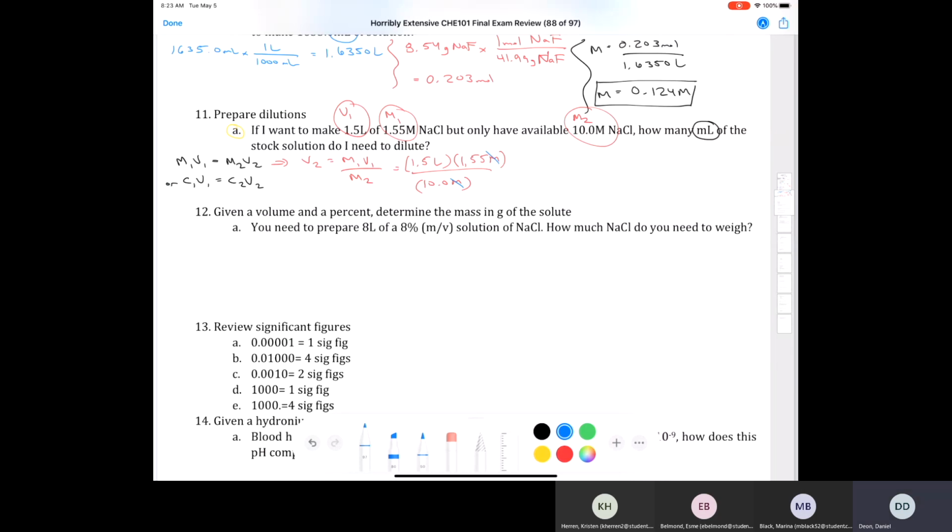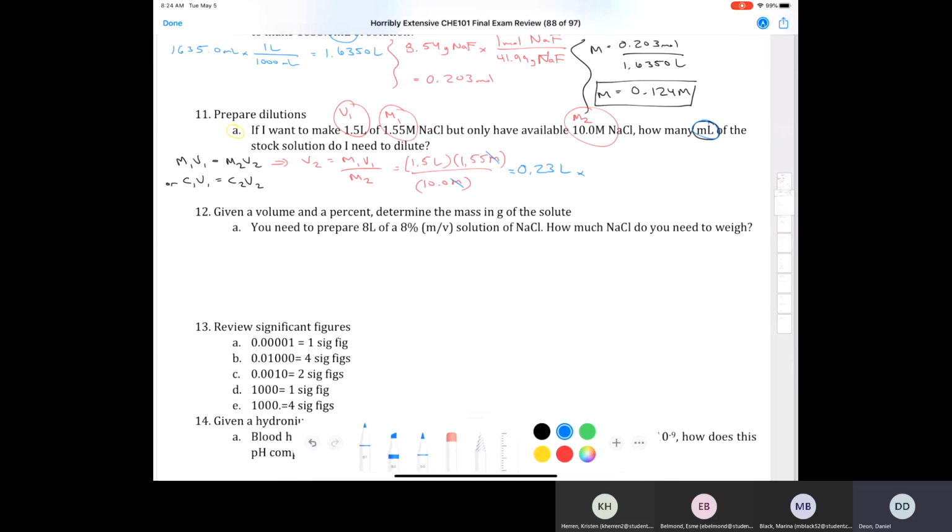Let me just double check my work here. 1.5 times 1.55 divided by 10. That gives you 0.23 liters. But then I need to convert that into milliliters. And to do that, we just multiply by 1,000.